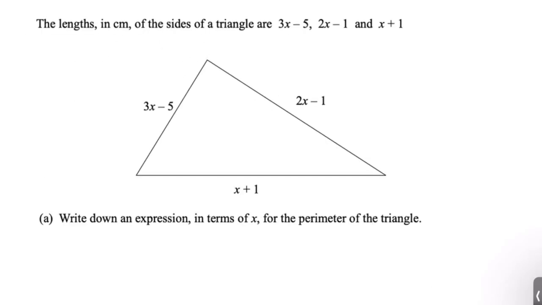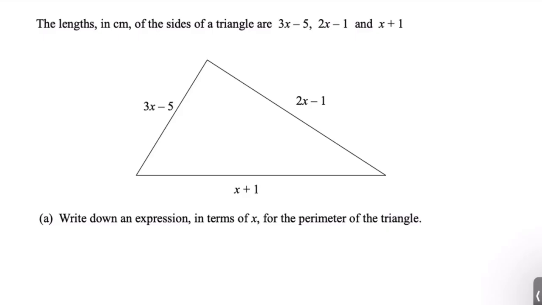So it says the lengths in centimeters of the sides of a triangle are 3x minus 5, 2x minus 1, and x plus 1. And we're given the triangle drawn there, and we're given the sides labeled with the values as well. It says write down an expression in terms of x for the perimeter of the triangle.